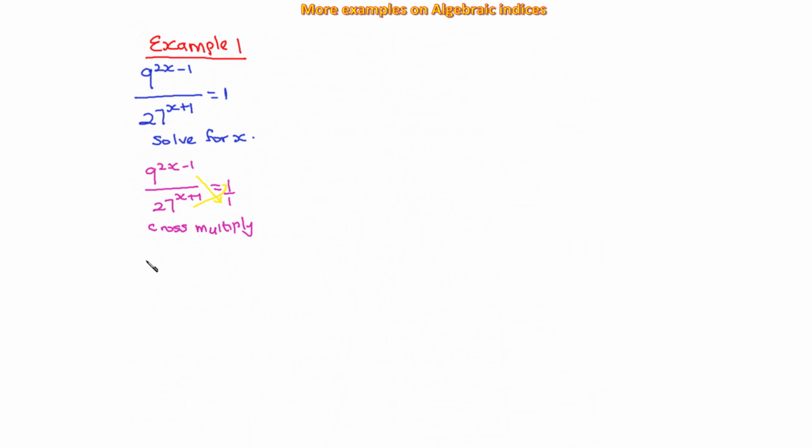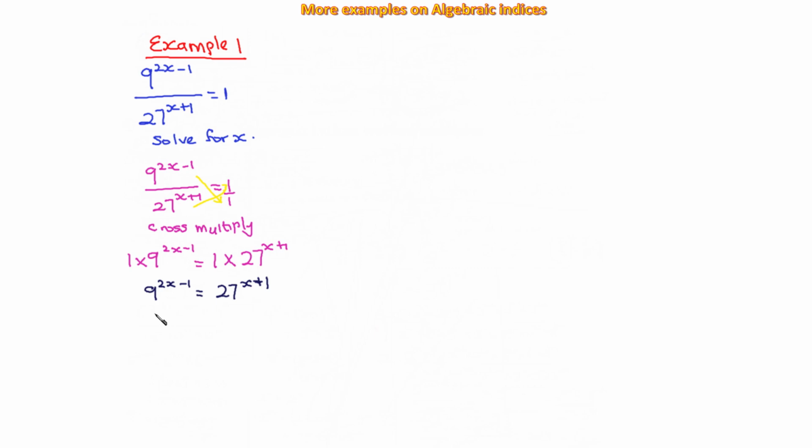Then what will you have? That will be 1 times 9 raised to the power 2x minus 1 is equal to 1 times 27 raised to the power x plus 1. And that will still give us what we are looking for: 9 raised to the power 2x minus 1 is equal to 27 raised to the power x plus 1. Now, let's continue our solution here.